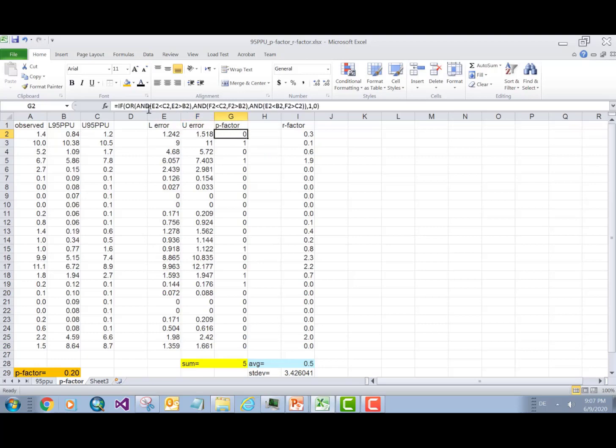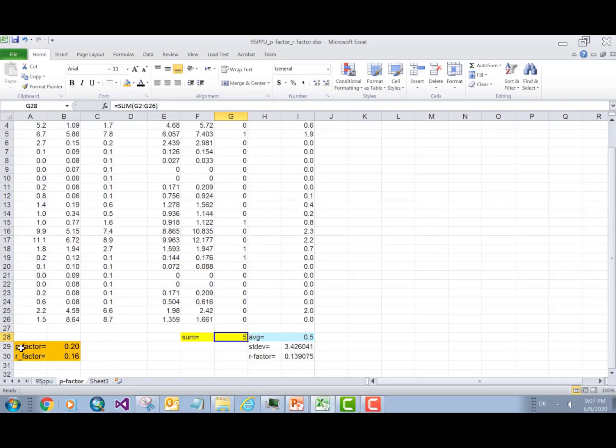So I applied that formula that I said. Exactly the pictures that I showed you are all of those conditions. And then at the end, I sum everything. And as you can see, 5 of the data points get a score of 1. That means they are bracketed by the simulation. To calculate the p-factor, I divide 5 by the number of measurements, which is 25. So it's 5 divided by 25. So my p-factor in this case is 20% or 0.2.